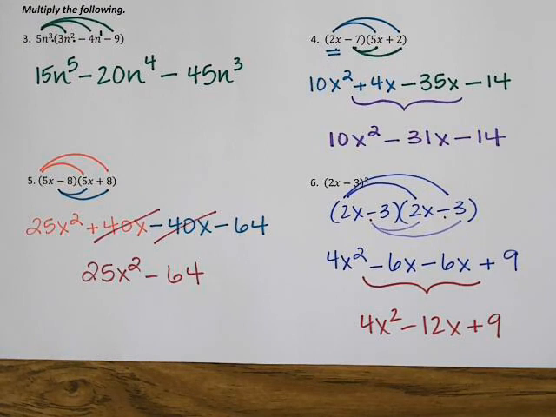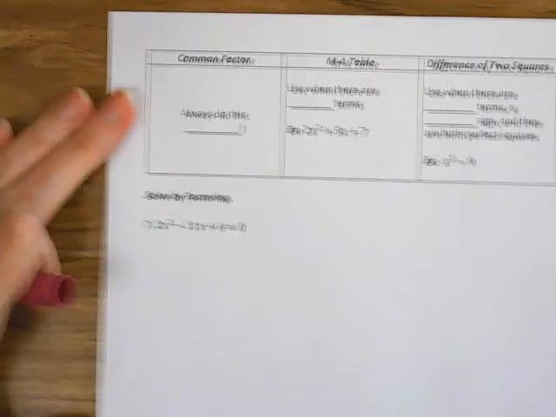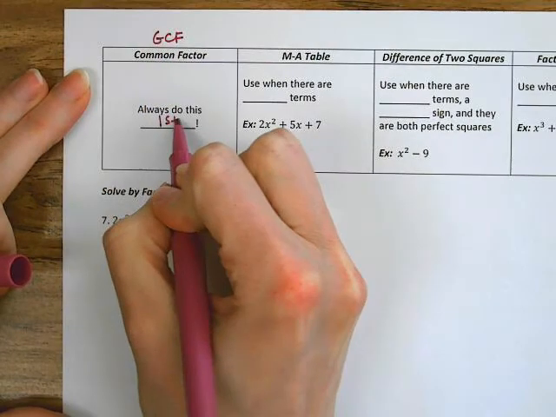All right, so that's adding, subtracting, and multiplying. On the back, we are going to factor, which is kind of like dividing. All right, always, always, always look for a GCF first.